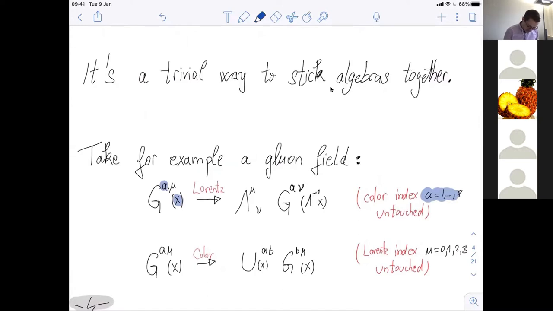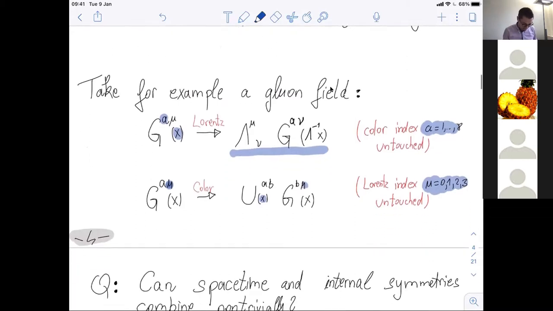And the second one is mu, which is the space-time index. The gluon field is a four-vector. It's the vector representation of the Lorentz group. So under a Lorentz transformation, the color index is untouched. You're just doing the transformation on the Lorentz indices, and likewise when you perform a color rotation, which here depends on x because it's a local transformation, then you don't touch the Lorentz index. Okay, so it's a very trivial way to separate different symmetries.